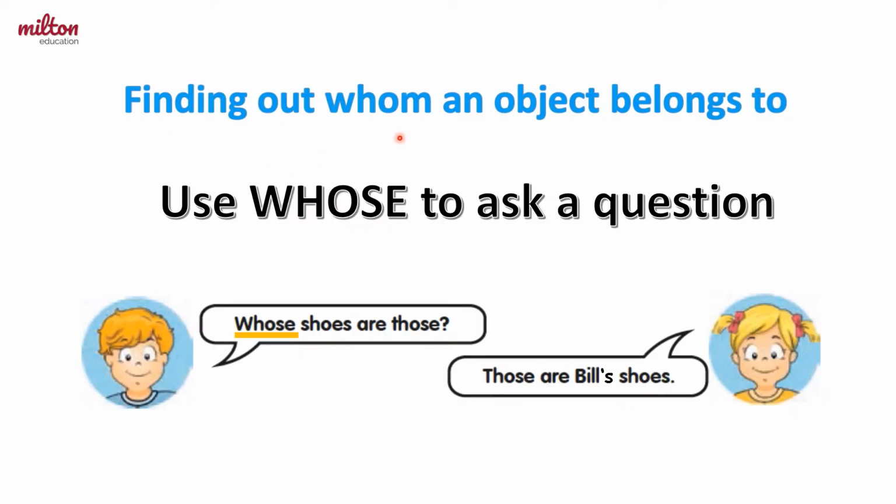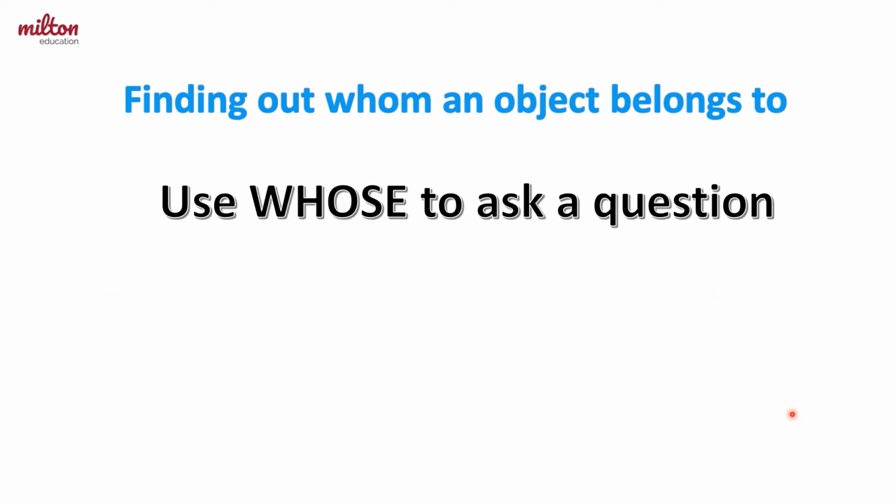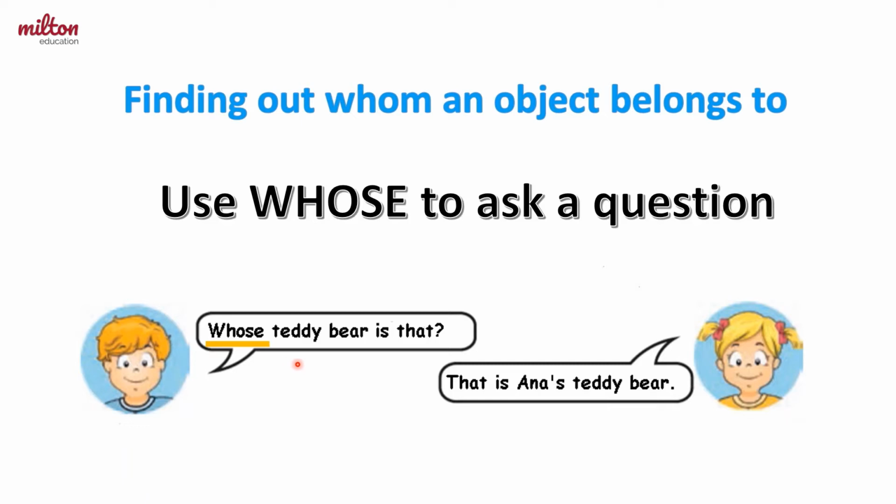Well, let's find out. To find out whom an object belongs to, we use whose to ask a question. For example, this little boy is talking to this little girl, and he wants to know, whose shoes are those? And the little girl says, those are Bill's shoes. She knows whose shoes those are. What about this example? Whose teddy bear is that? Oh, she knows too. That is Anna's teddy bear.